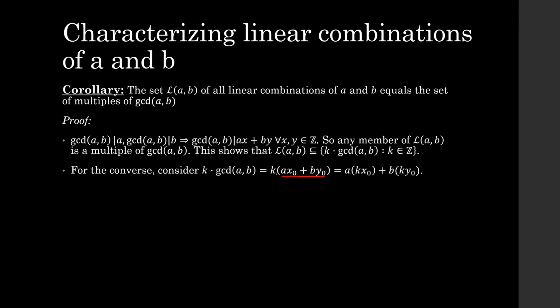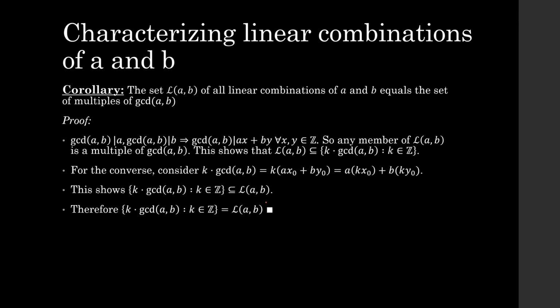And then I can distribute k across this addition to get A times k x0 plus B times k y0. Right? And that looks familiar. That's a linear combination of A and B. So that means that all elements of the multiples of the GCD of A and B are actually also linear combinations of A and B. So that means that this set here is a subset of this set here. And so we've shown it both ways, so that shows that the sets are equal.